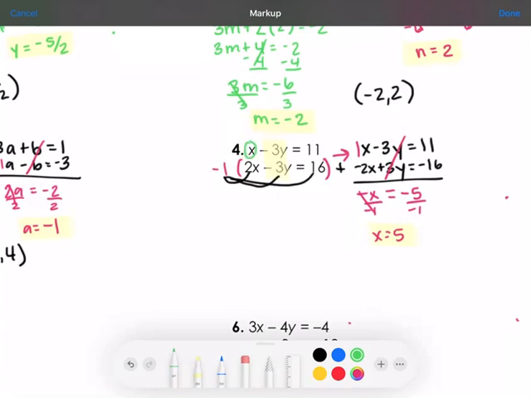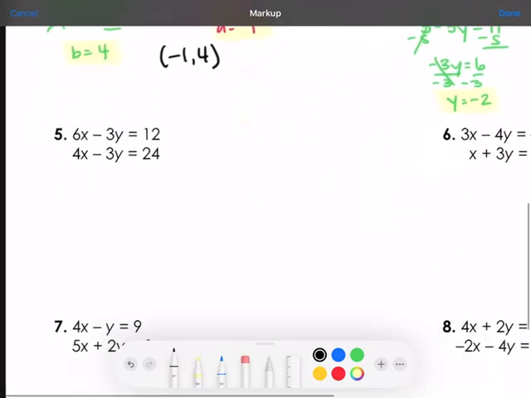Now I'm going to take that value and plug it in. I'll go ahead and plug it in here. So I have 5 minus 3y equals 11. I'm going to subtract 5 from both sides. So I get -3y equals 11 minus 5, which is 6. So I divide by -3, and I get y equals -2. Then I'll write my answer as x comma y, so 5 comma -2.